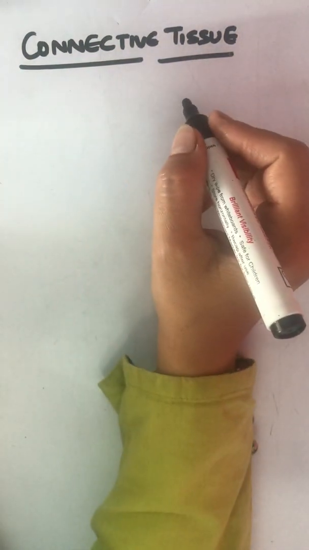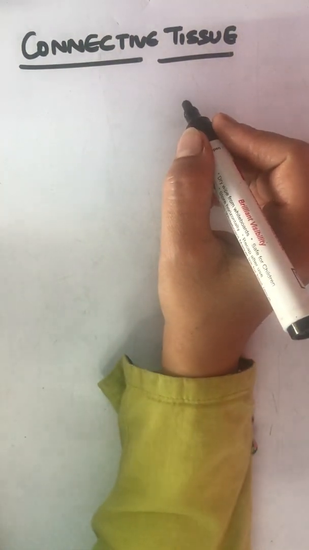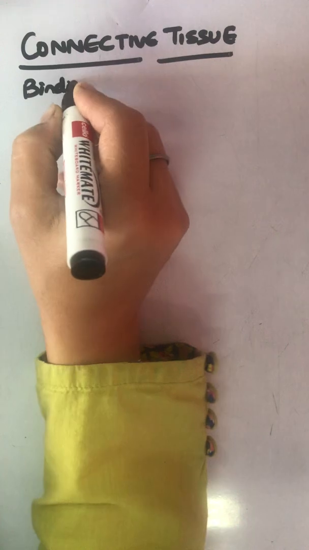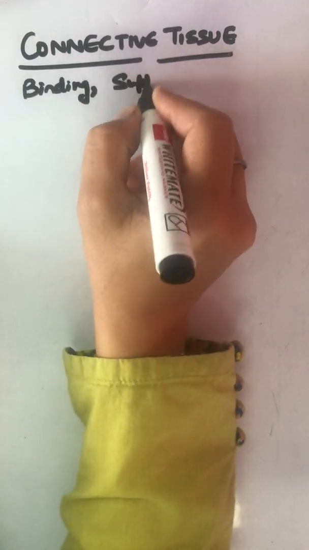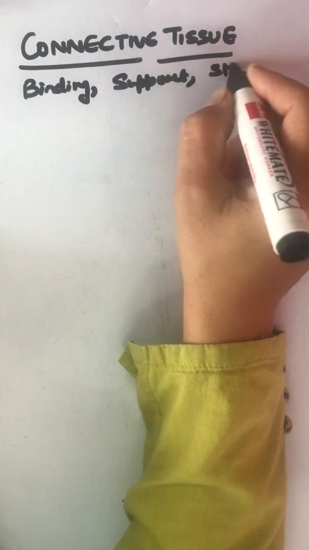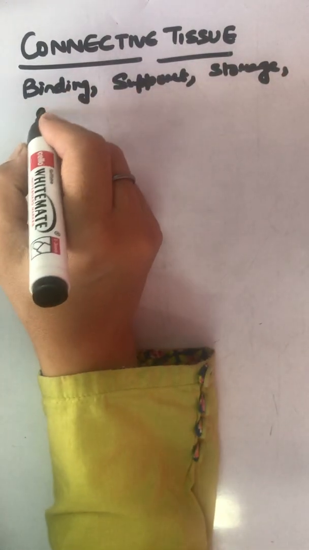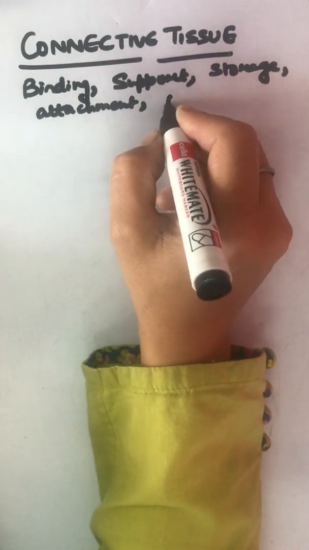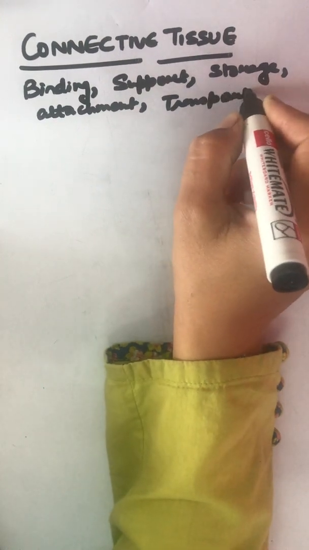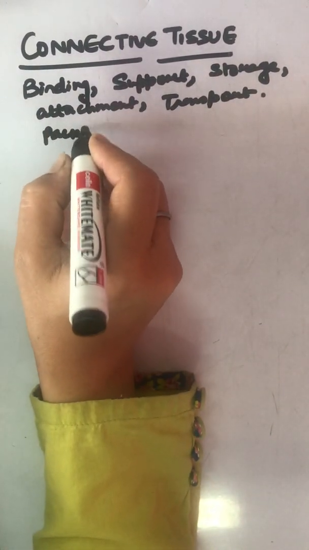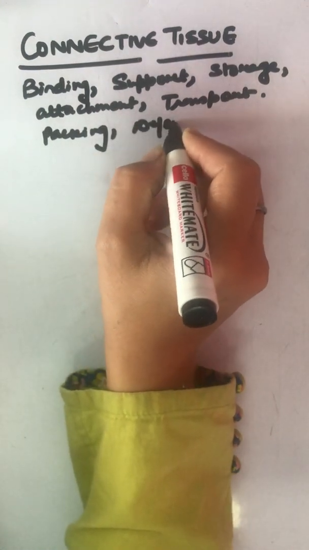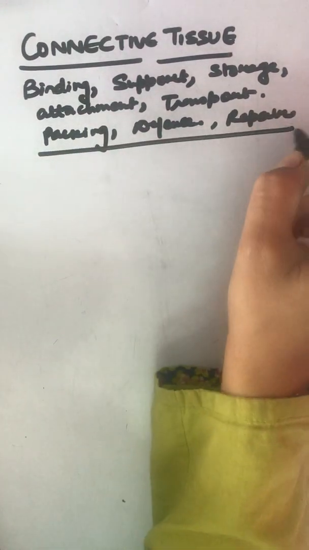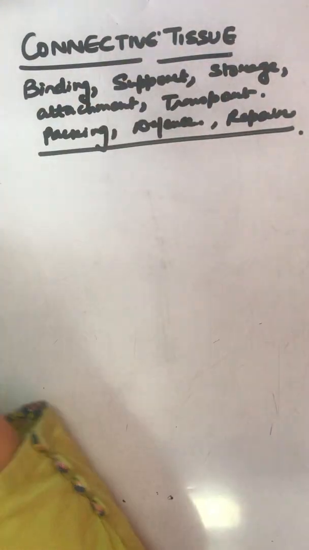Now, moving to the third type of tissue, connective tissue. This tissue is known as connective tissue because it acts as a binding tissue, known for its support system, storage, attachment, support that we have done, transport, packing the material, defense, repair too. And it connects all the organs of the body, so we call it connective tissue.